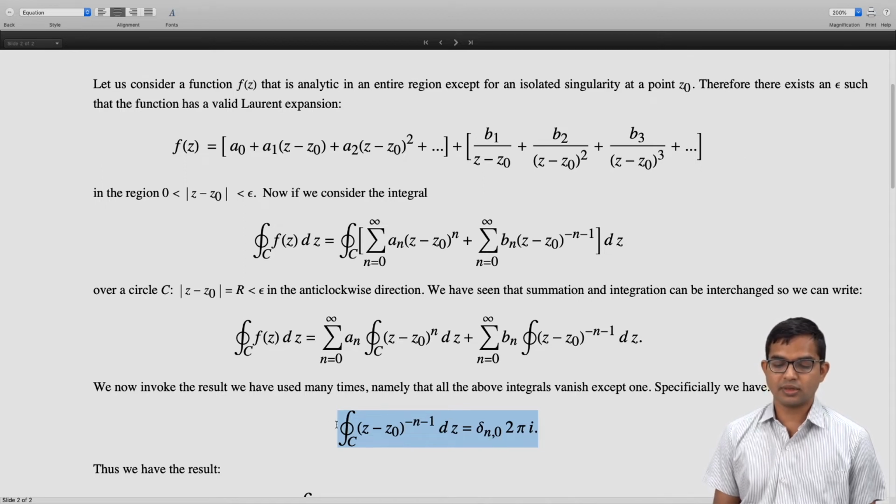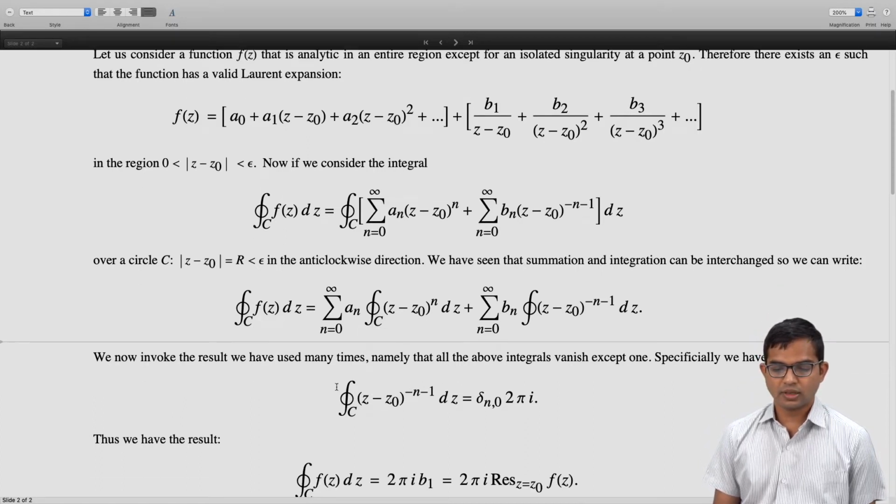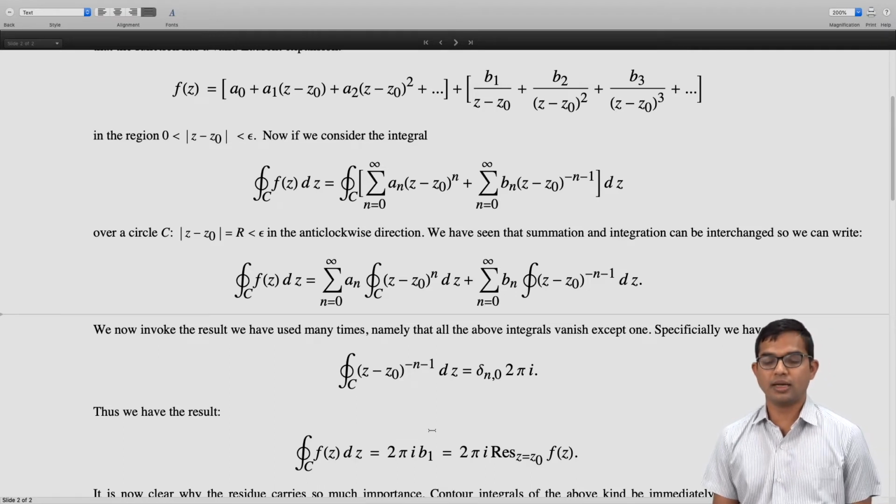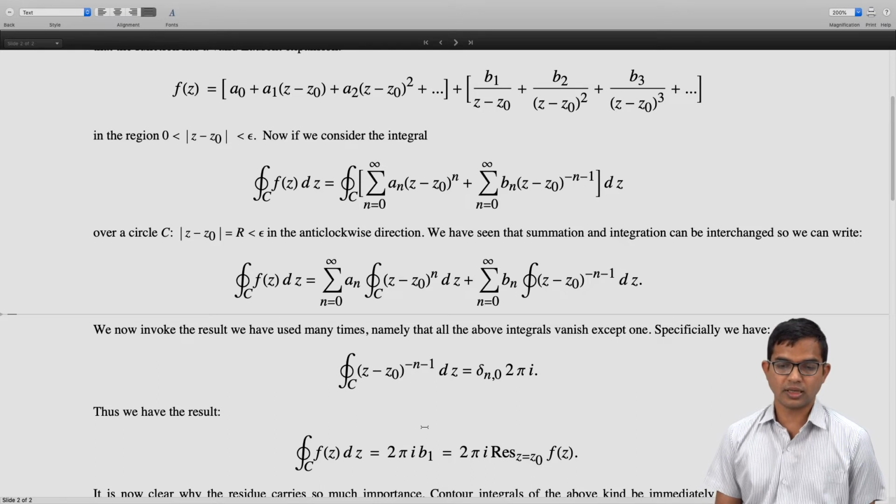So here I am not even specifically stating that all these positive powers go to 0, right? So that's self-evident, because after all these functions z minus z0 to the n have these analyticity properties, right? In any case, this result holds, and therefore we have this contour integral of f of z dz is just given by 2 pi i times b1, right?